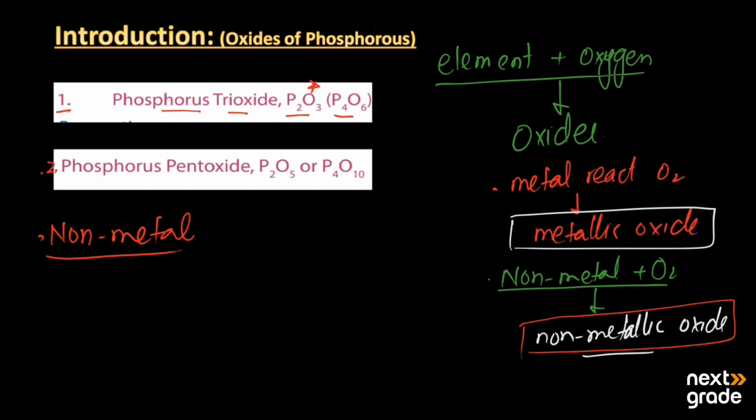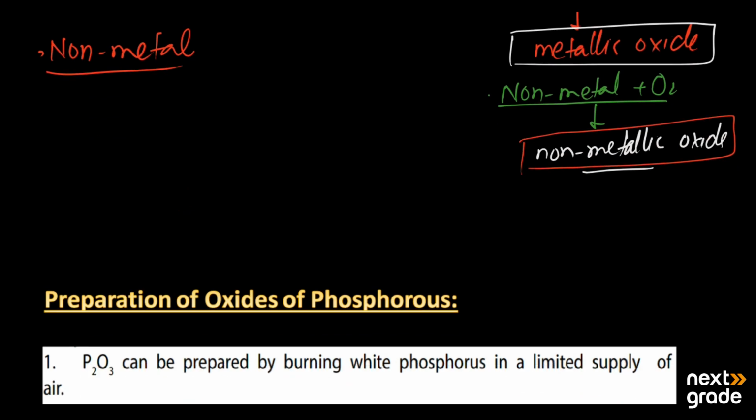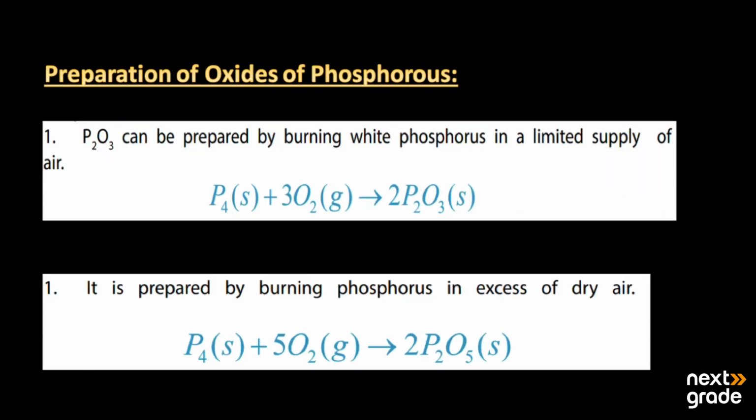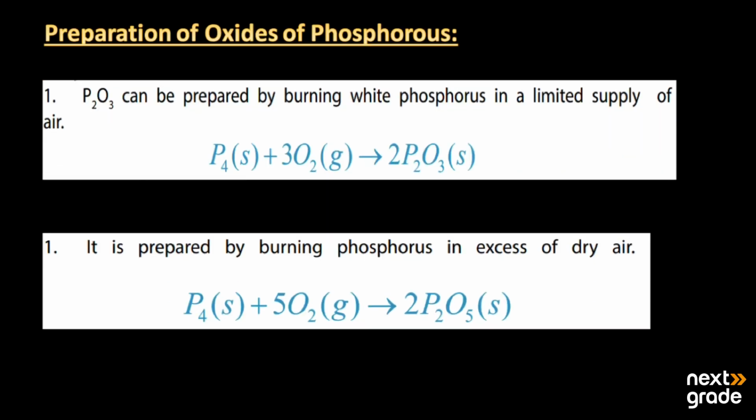Here we have the second oxide of phosphorus, which is phosphorus pentaoxide, written as P2O5, or by doubling this, we gain P4O10. We can use the names phosphorus trioxide and pentaoxide for these two oxides. Now, how can we prepare these oxides? Let's have a look at the preparation methods of the oxides of phosphorus.